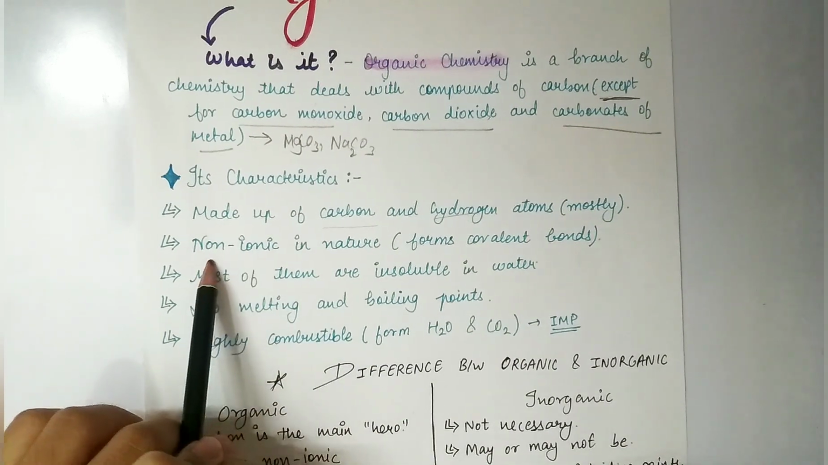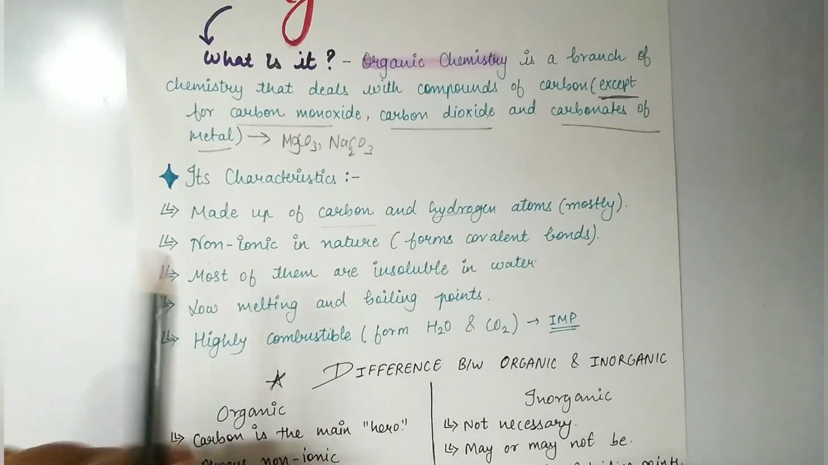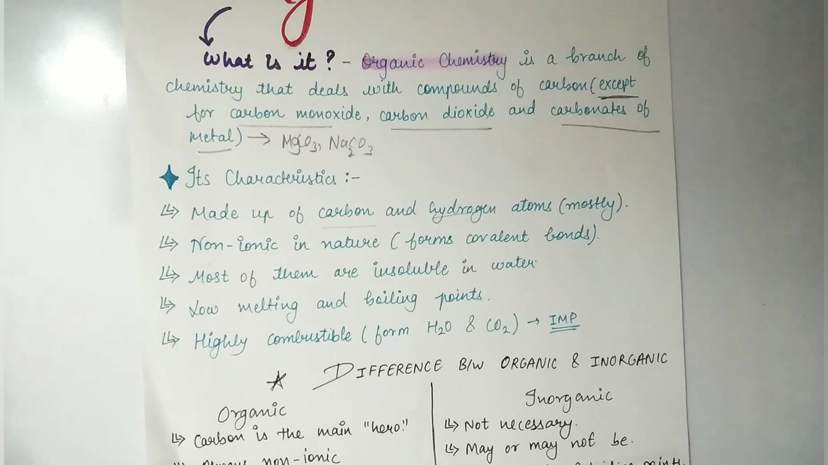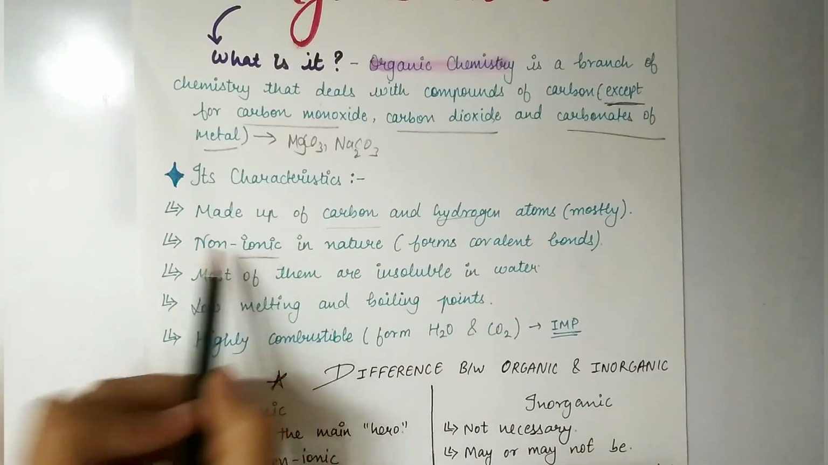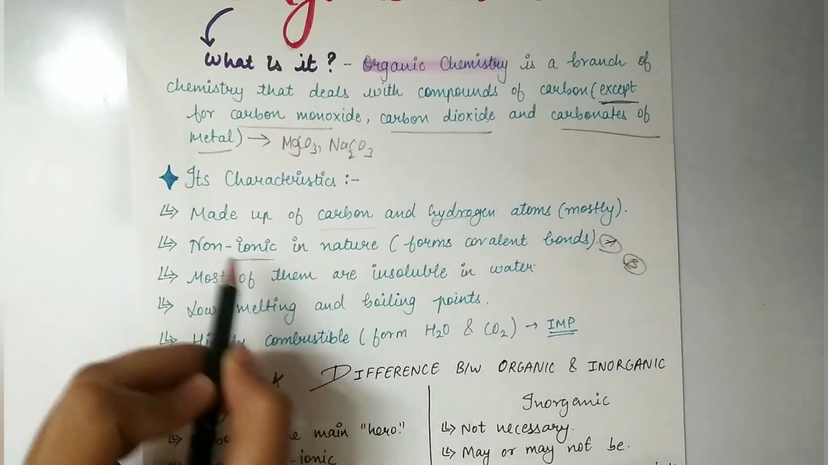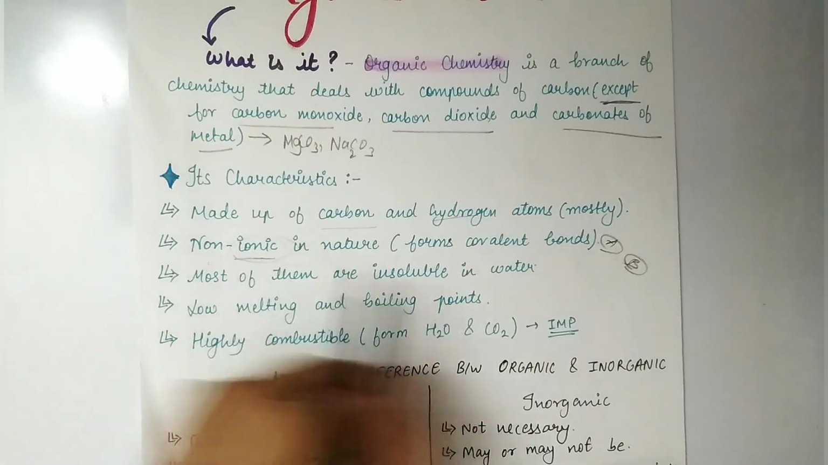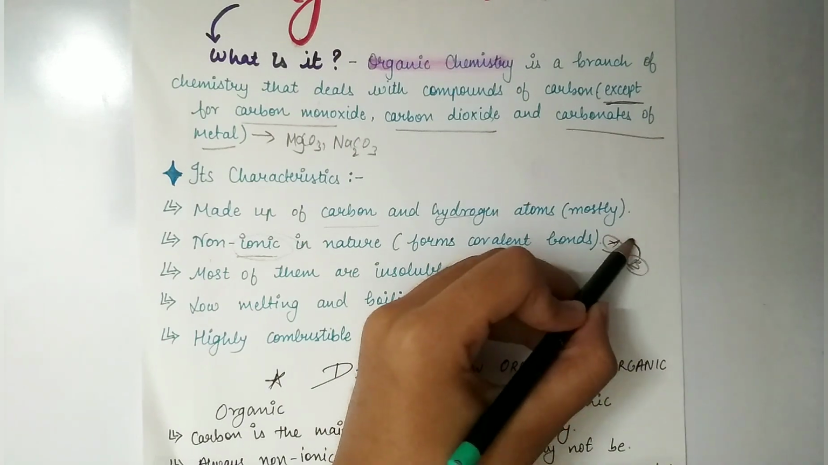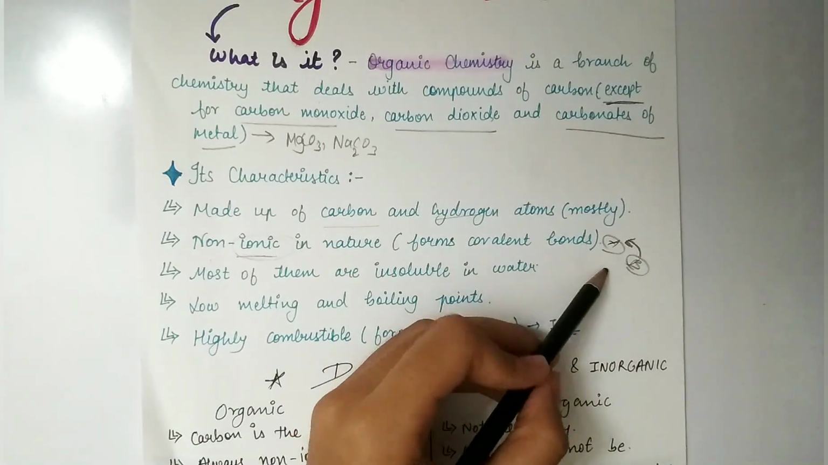Moving on to the second characteristic, that is non-ionic in nature. Non-ionic in nature means it is covalent in nature. Non-ionic means that the atoms are not formed by transferring electrons. Ionic means that if there are two atoms, this is atom A, this is atom B, and if I were to say they are ionic in nature, then it would mean that B would donate all of its electrons to A and A would accept all of those, okay?